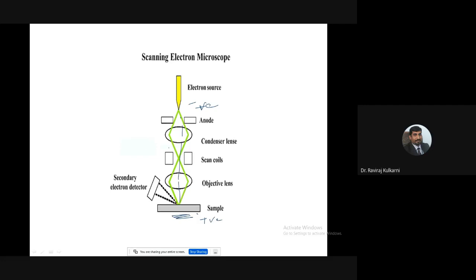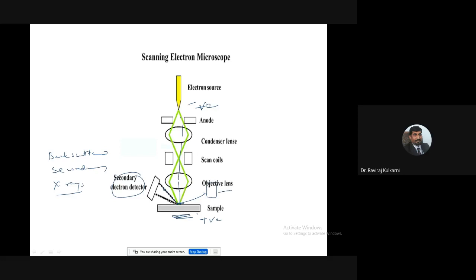So the electron travels here and hits the surface of the sample, which is coated with silver or gold or something. And what happens? You get scattered electrons. What are the scattered electrons? It may be backscattered electrons, it may be secondary electrons, or it may be X-rays.